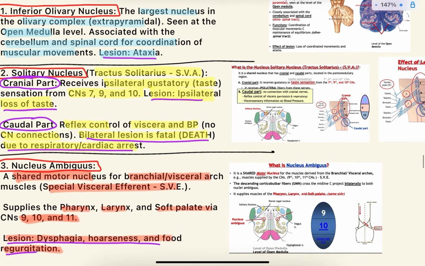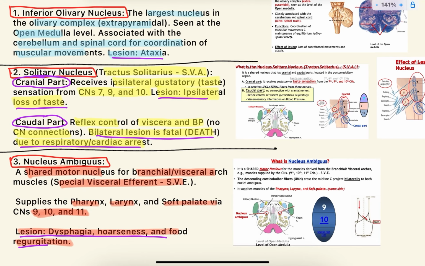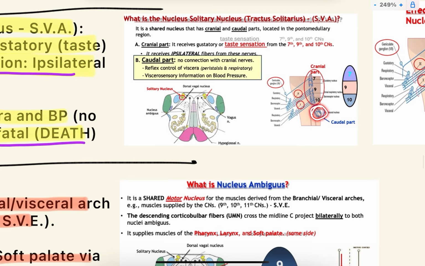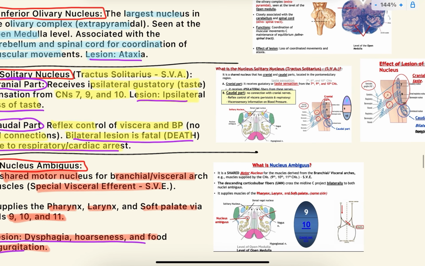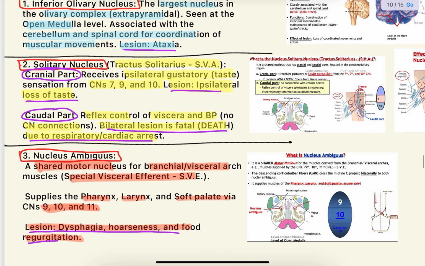Whereas the caudal part is for the reflex control of your viscera and blood pressure. We don't have any cranial nerves here. So if it's associated with your viscera, it's very important to know that the viscera is involuntary and important for us to live. If I have a bilateral lesion here in the caudal part, it will lead to death because it's affecting the viscera, which helps in our respiration and cardiac functions.